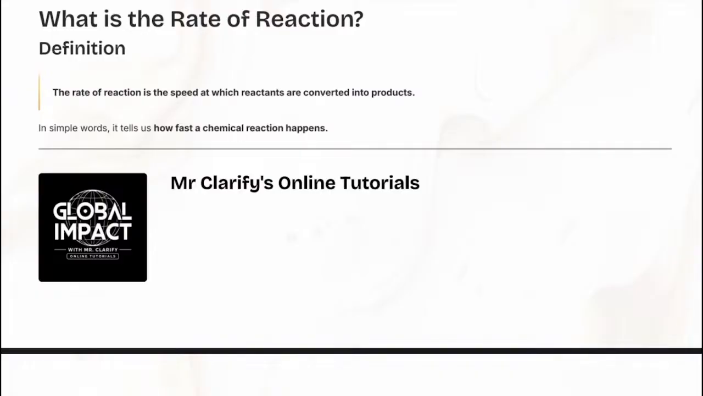Now, rate of reaction, we said it is the speed at which reactants are converted into products, or the number of successful collisions per second, because a successful collision is a reaction. So the speed at which reactants are being converted to products, this is the rate, how fast a reaction happens. Rate is all about speed, how fast a reaction is happening.